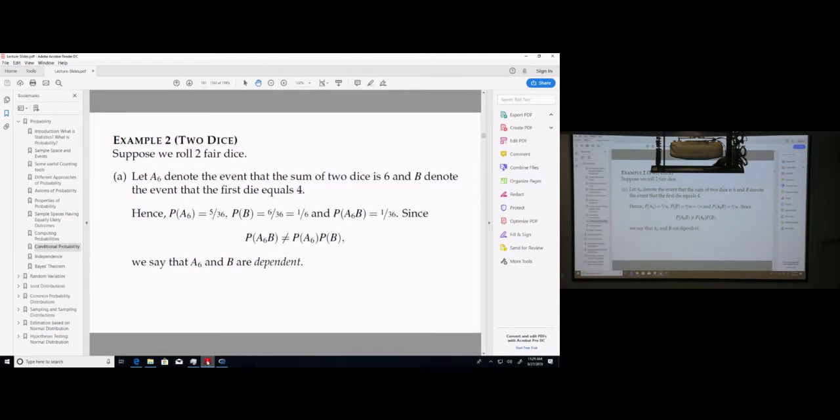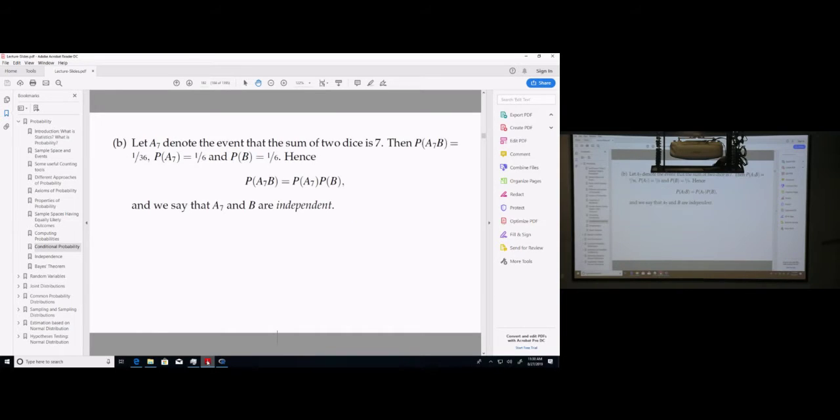Now the sum of a pair of dice can be 2, 3, 4, and so on, up to 12. I want you to try changing this into A2, A3, up to A12, and see whether knowing the first die will affect the sum. Let me motivate you. One of these situations is an anomaly. There is one situation that differs from the rest.